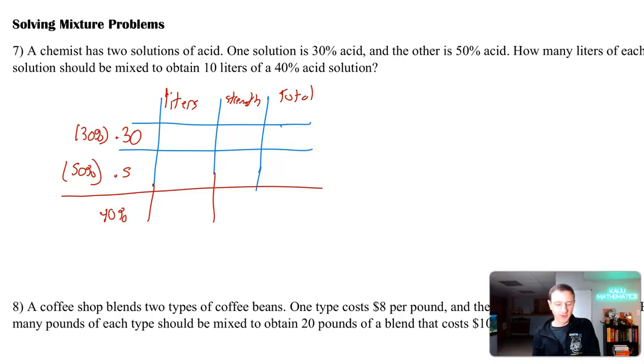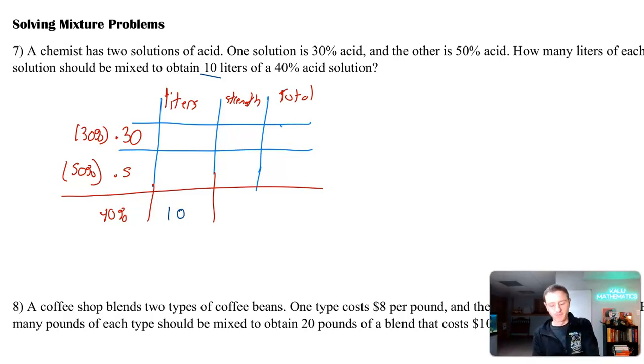So for the 30% solution, how many liters should we put in, along with the 50% solution, how many liters should we put in, in order to obtain 10 liters in the end? We know that. That's the information given to us right here. 10 liters is what we want in the end, 10 liters of 40% solution. But I don't know how many liters of the 30% or the 50%.